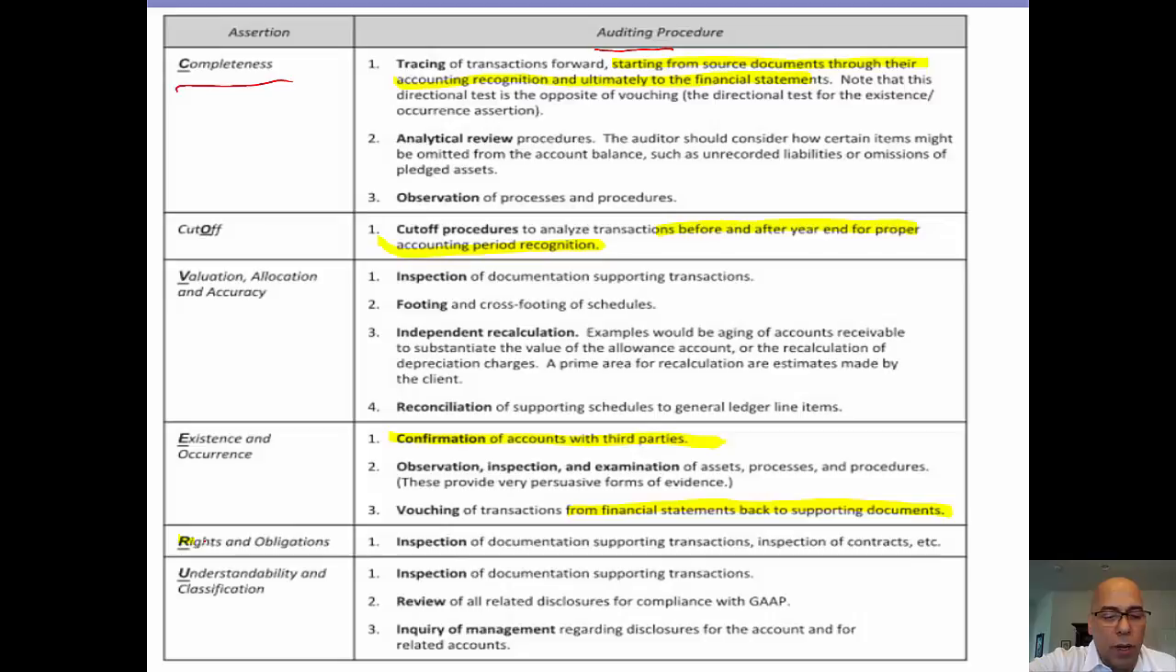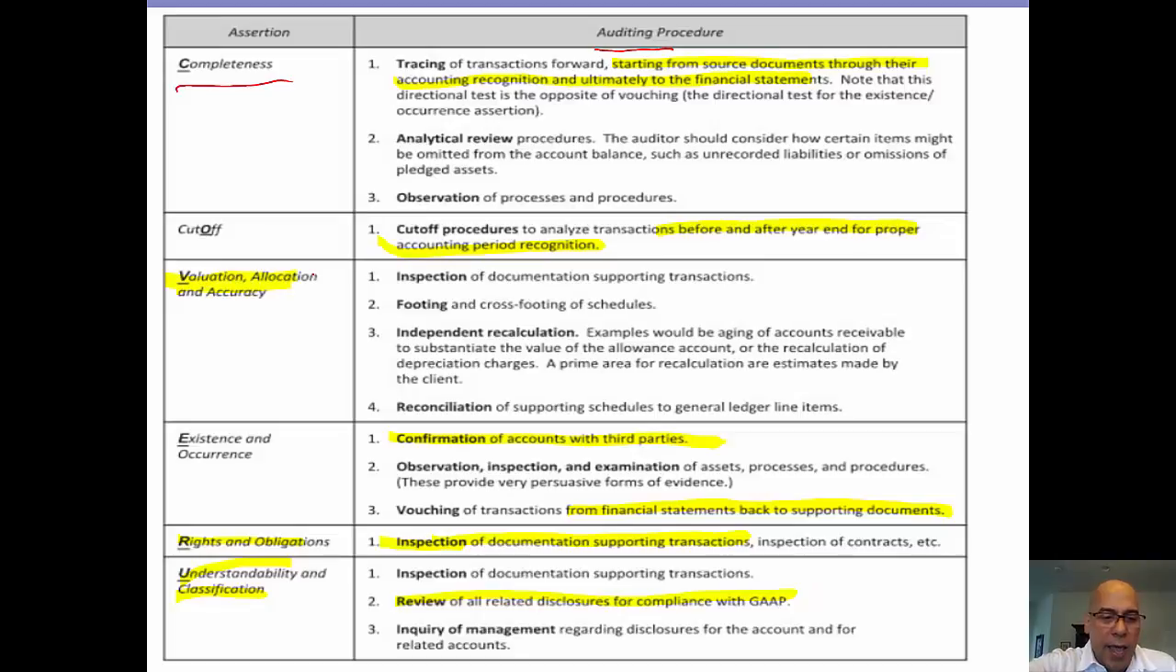And we'll talk more about inspection and how that's going to help us to understand whether or not the entity has the appropriate rights to that. We're looking for an invoice if they're saying they own that, etc. Okay? Understandability, classification. Okay? Review related disclosures for compliance with GAAP. Typical step here is to have a GAAP disclosure checklist, and we'll go through that and make sure that all the appropriate disclosures for that entity, their industry, etc., have been properly included in the financial statements.